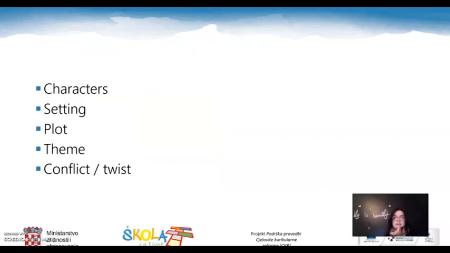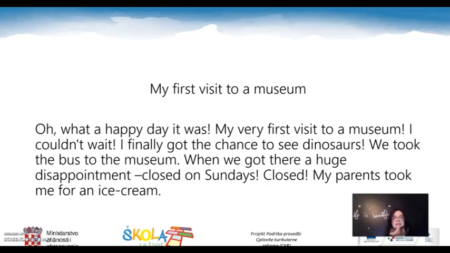Here are the elements. So in every story, there are characters or a character. Every story has a setting, a plot, a theme, and what is more important, it has a conflict or a twist. So a conflict or a twist is something unexpected that might happen within the plot. Now, let's read the following text.